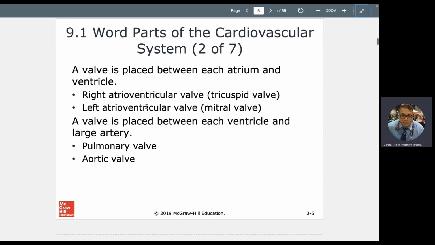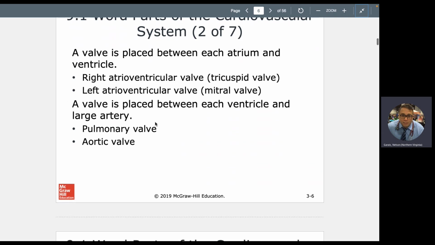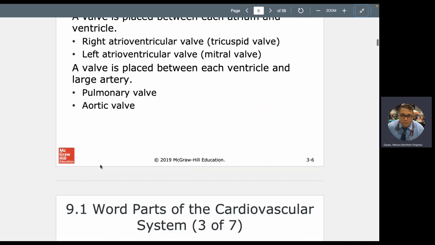You also have valves. Your AV valves are called tricuspid and mitral valves. The one on the right is called the tricuspid. The one on the left is called your mitral valve. You also have these other valves: one that enters your aorta, exiting your left ventricle, and one entering your pulmonary trunk, also known as your pulmonary artery, coming out of your right ventricle. So the pulmonary valve, pertaining to the lung, and the aortic valve, pertaining to the aorta, which is the largest artery in your body.